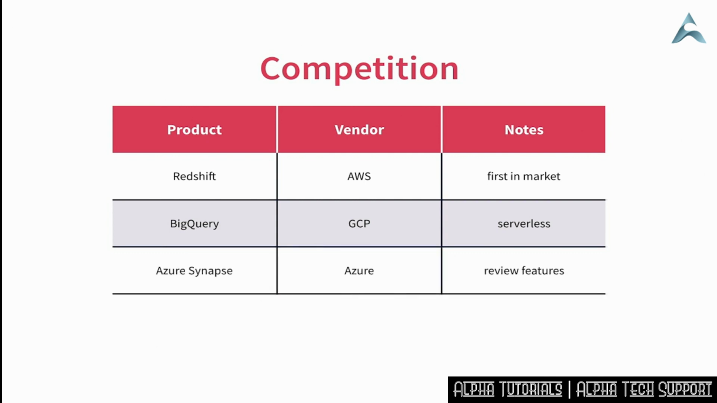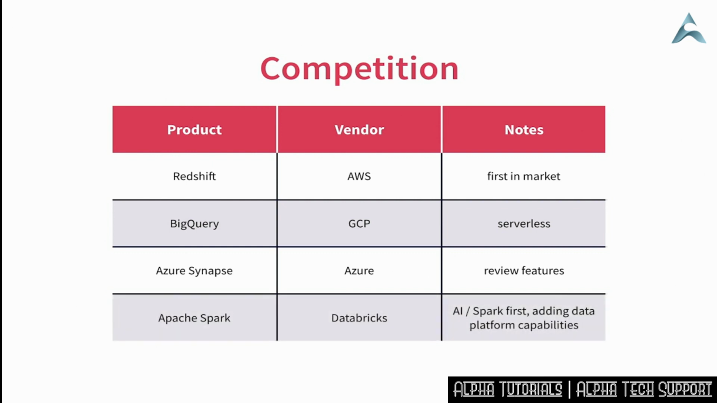I'm not as familiar with Azure Synapse, but it's the thing that's out there on Azure. And then for Spark workloads, we have Databricks. That is really a Spark machine learning first, and they are adding a lot of data platform capabilities. So it's a really hot competitive market, which is good for us, basically. It's good for the customers.